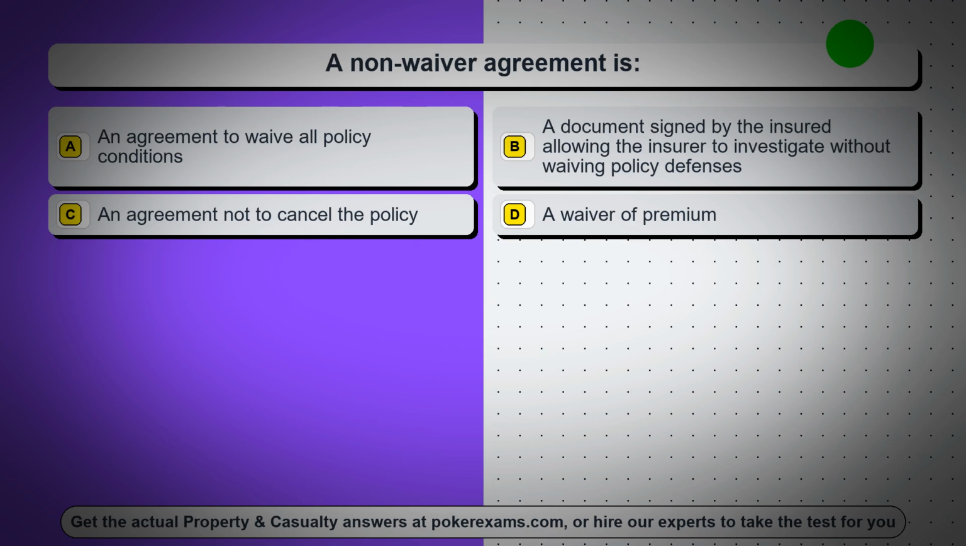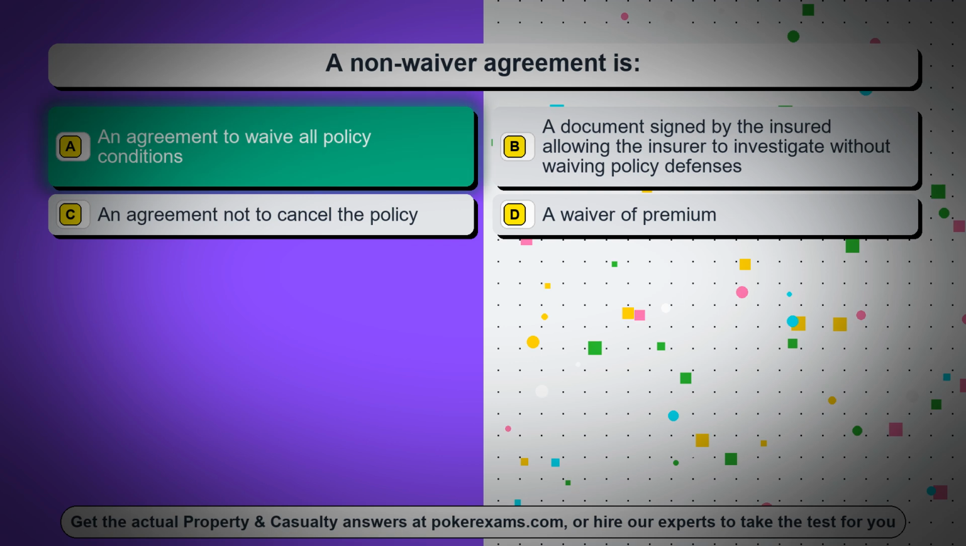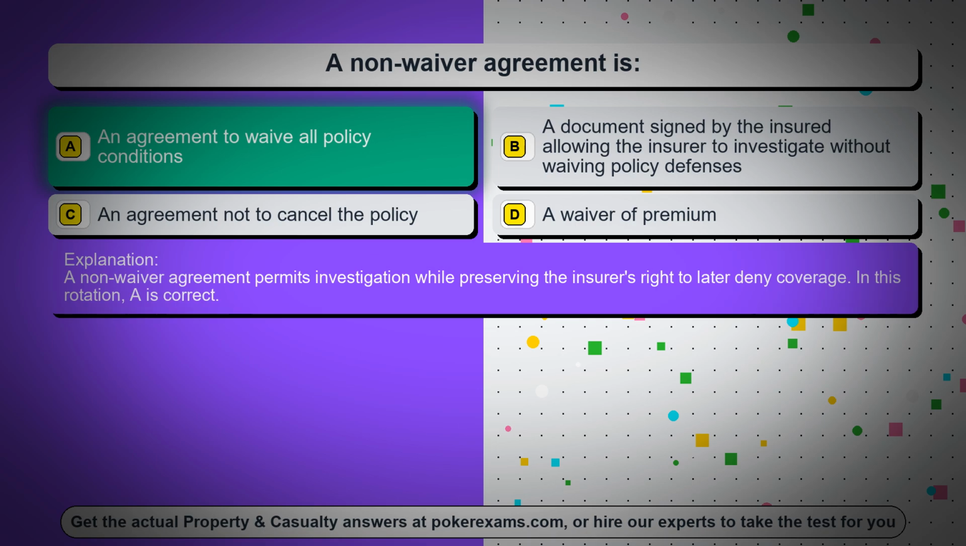Question 52. A non-waiver agreement is, option A, an agreement to waive all policy conditions, option B, a document signed by the insured allowing the insurer to investigate without waiving policy defenses, option C, an agreement not to cancel the policy, option D, a waiver of premium. The correct answer is option A, an agreement to waive all policy conditions. A non-waiver agreement permits investigation while preserving the insurer's right to later deny coverage. In this rotation, A is correct.